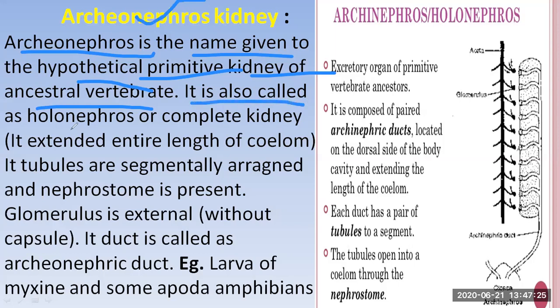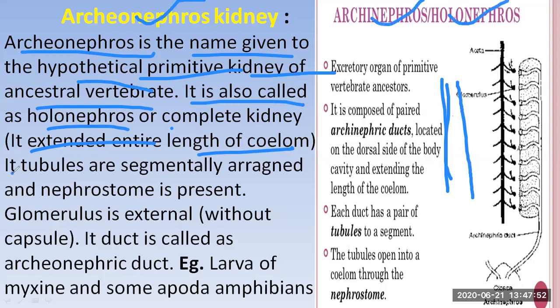It is also called the holonephros or complete kidney. Why do we say holonephros or complete kidney? Because it extends the entire length of the coelom. Suppose this is the gut or coelom, and this kidney extends throughout the entire length of the gut. Due to this, it is also known as the Archaeonephros or holonephros kidney. Its tubules are segmentally arranged and nephrostome is present.